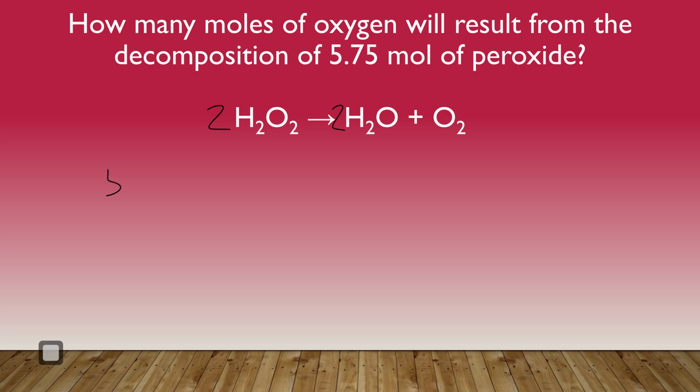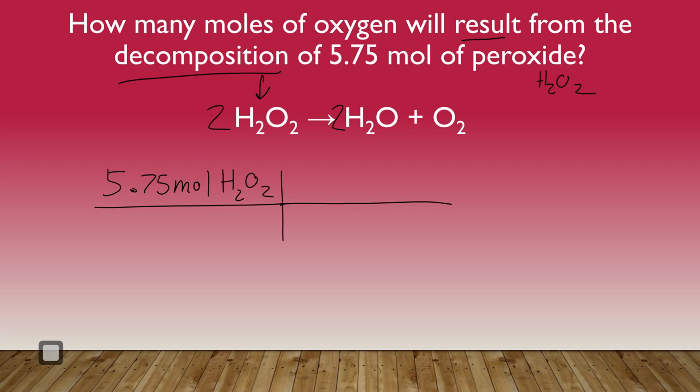I'm starting with 5.75 moles of peroxide. Now this might be tough, and I think in an on-level class they would probably say, what is peroxide? We should be saying peroxide is H2O2. If you didn't know that, you could read for context and say result from the decomposition, this is the thing decomposing, all right, into oxygen. So 5.75 moles of H2O2. I'm coming from moles of H2O2, and the problem wants me to find moles of O2.